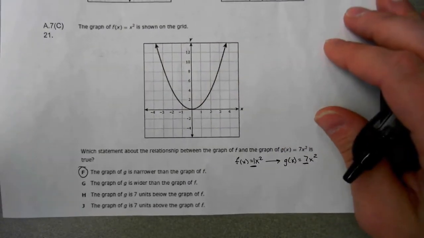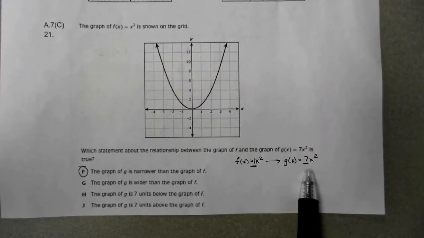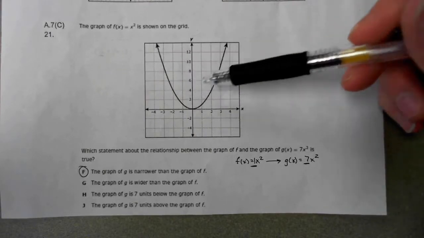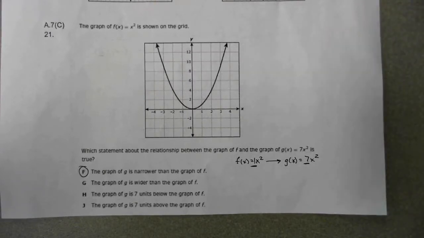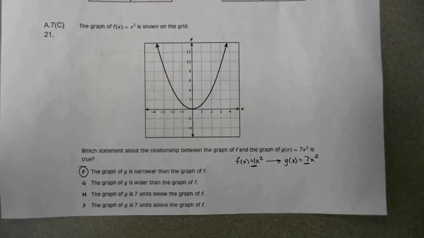Number 21. So again, you have your 1x squared, and you're going to 7x squared. So I'm going from 1 to 7, so it's getting larger. That means the graph is going to get narrower. If I graph this, it's going to be inside of the 1x squared. So again, the larger the value before x squared is, the narrower it gets. The smaller it is, the wider it gets.